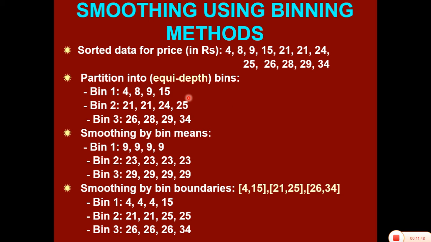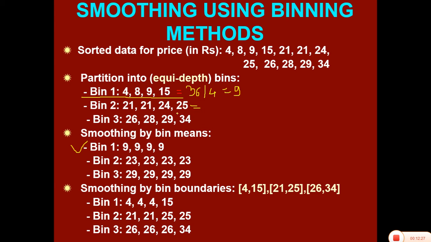Now smoothing by mean means you are supposed to take the average of bin 1 and replace each value with that particular average. Now I will show here. The average of these values will be 4 plus 8, 12, 12 plus 9, 21, 21 plus 15, it will come as 36, divided by 4, so it will be 9. So you are going to replace every value in bin 1 by 9. So every value for bin 1 will be 9, 9, 9, 9.